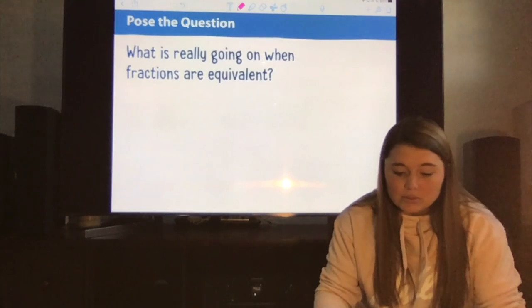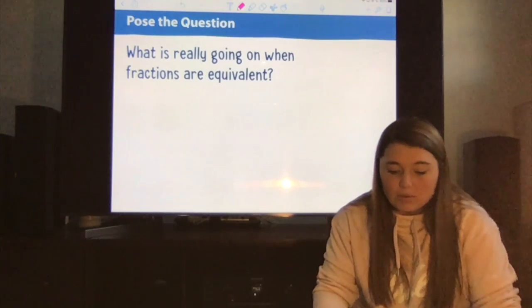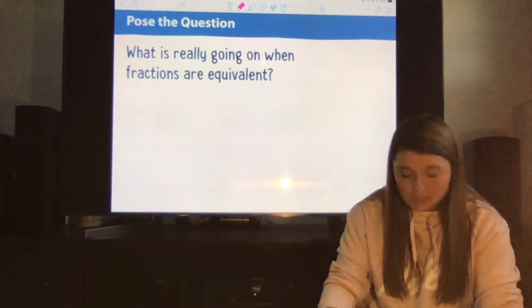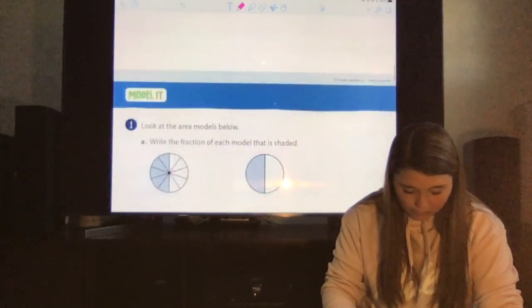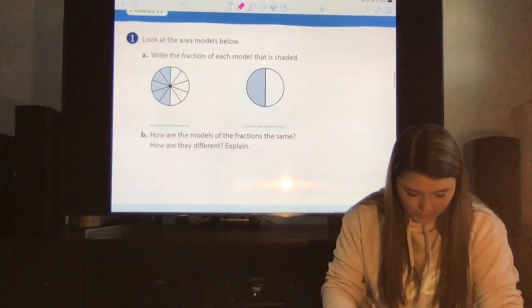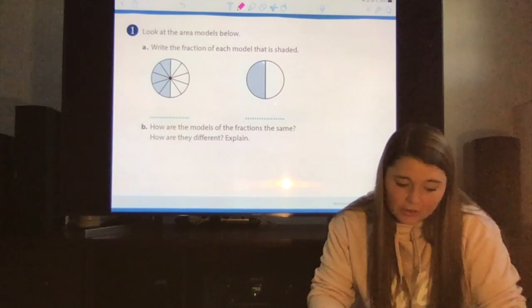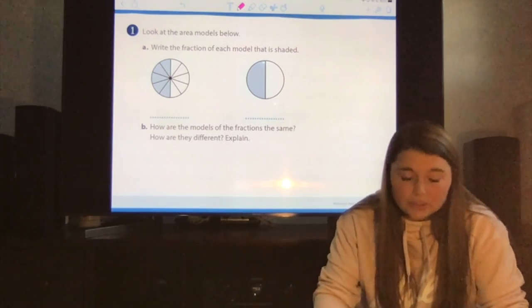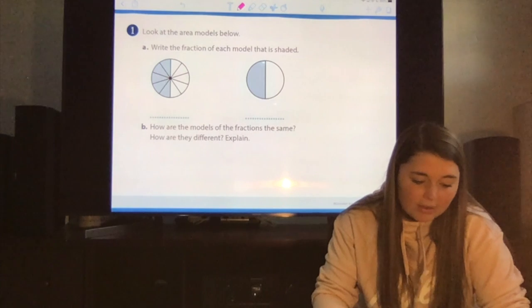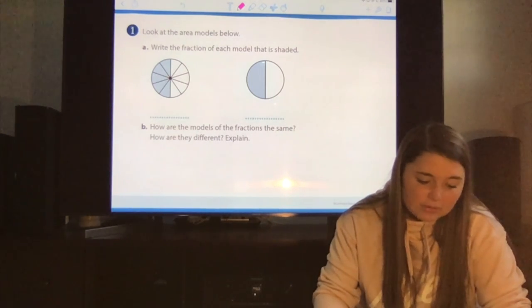So as this lesson goes on, we are going to be talking about what really goes on when fractions are equivalent, when fractions are the same. All right, look at number 1. Put your finger on where it says model it. I'm going to read, you're going to follow along. Model it. Complete the problems and models below.